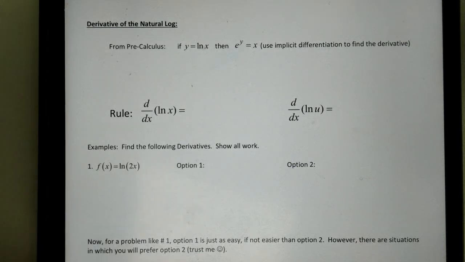Hi, welcome back. In this video we're going to continue our discussion. We're going to talk in this one about the actual derivative of the natural log of x.